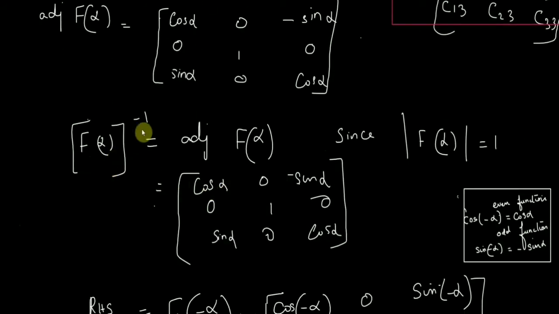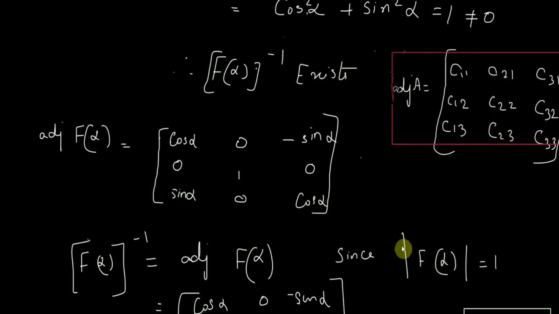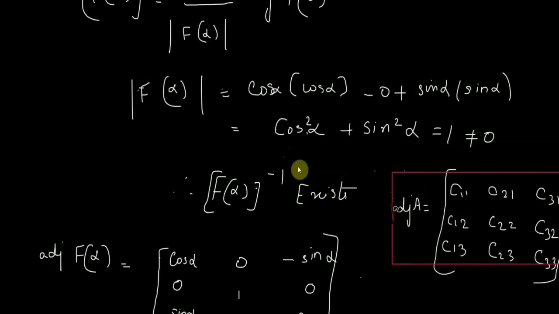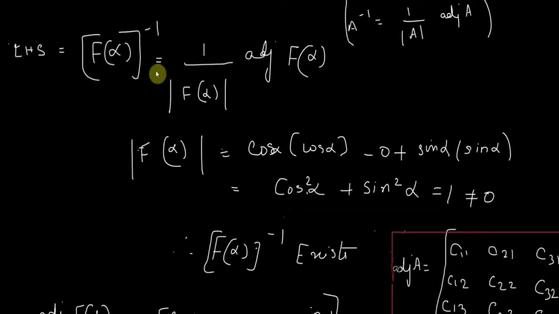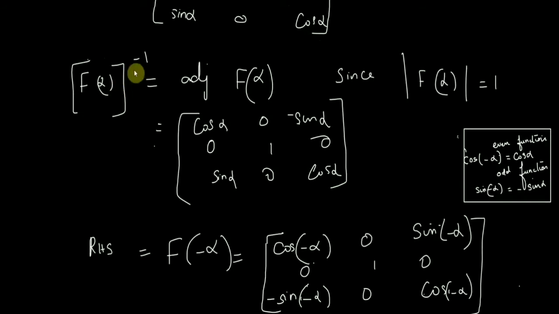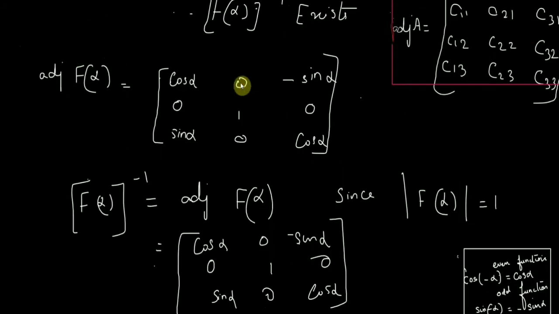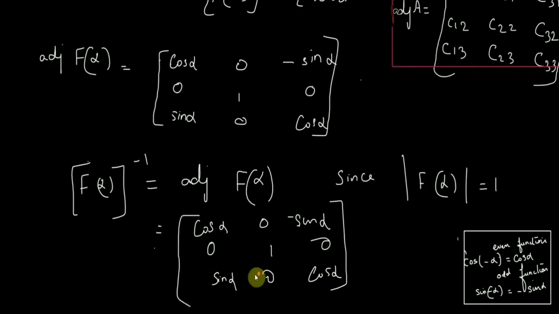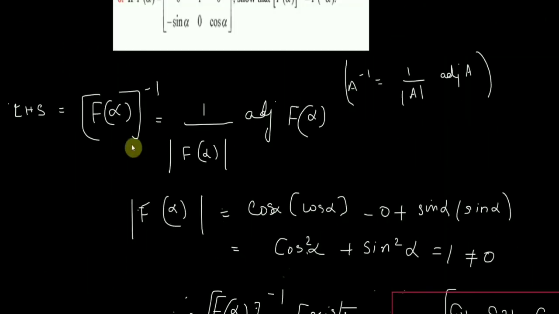So this is another way of finding the adjoint. So f of alpha inverse is equal to the adjoint of f of alpha itself, because the determinant of f of alpha is 1. We have proved that the determinant is 1. So if you substitute determinant as 1, f of alpha inverse is equal to the adjoint of f of alpha. So that's what we have written here. F of alpha inverse is equal to the adjoint itself, so we are writing the adjoint as it is. So we got f of alpha inverse. That means we got the left hand side.